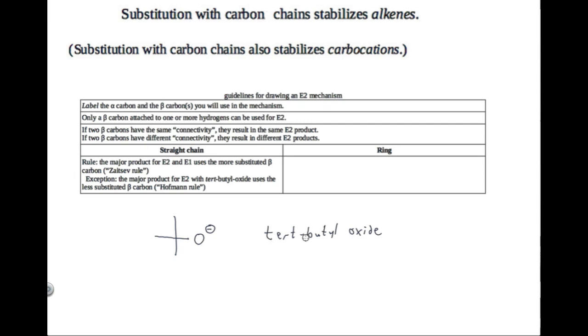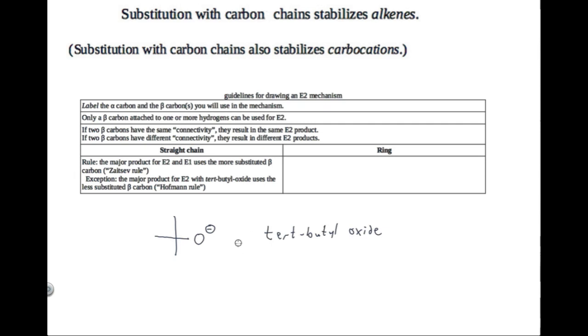It's easier for tert butyl oxide to attack the less substituted beta carbon because the less substituted beta carbon is surrounded by fewer carbon chains and will therefore have less steric hindrance. The tert butyl oxide is already creating a lot of steric hindrance on its own. It will be really slowed down if there's also a lot of steric hindrance around the beta carbon. Notice that this pattern is called the Hofmann rule.